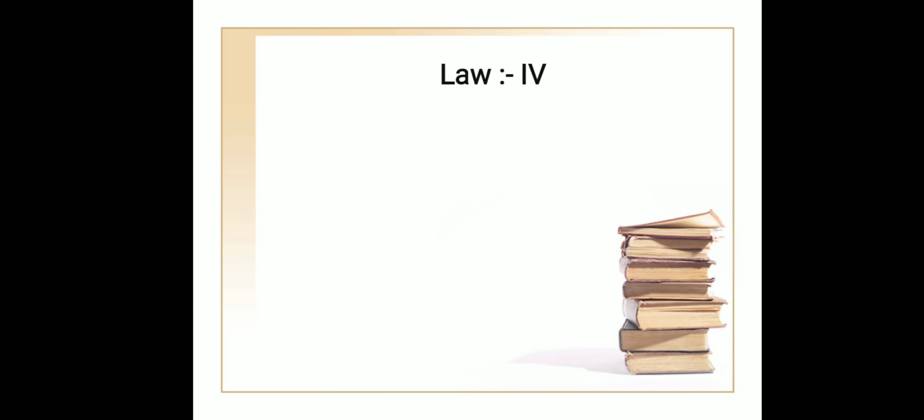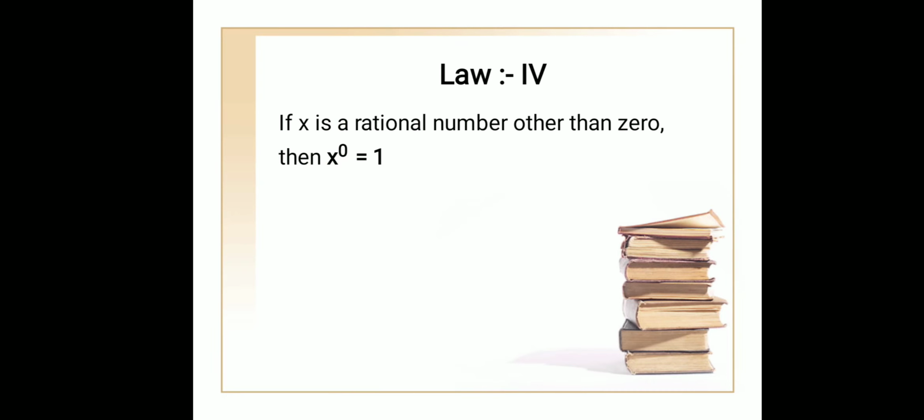Now our fourth rule is: if x is a rational number other than 0, then x raised to the power of 0 is equal to 1. You should always remember, when any rational number is raised to the power of 0, the answer is always 1. Here, 5 raised to the 0, using the law given above, is equal to 1.